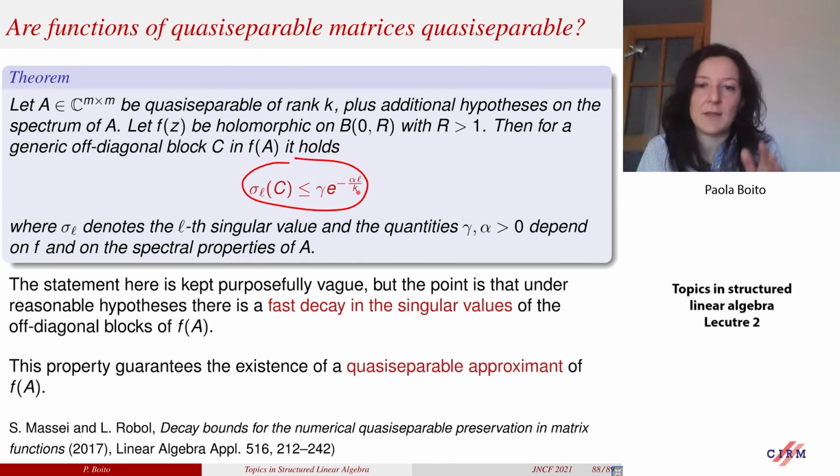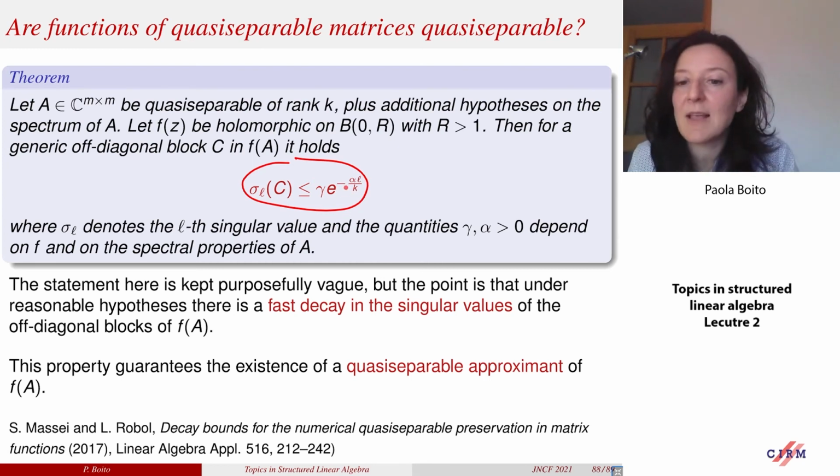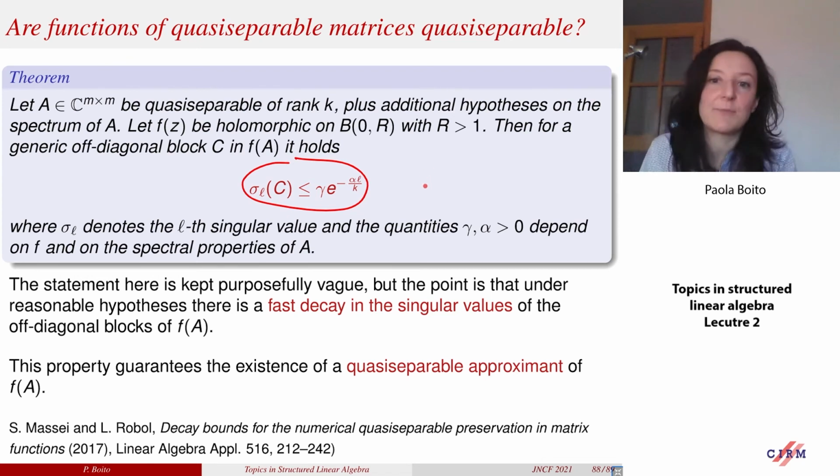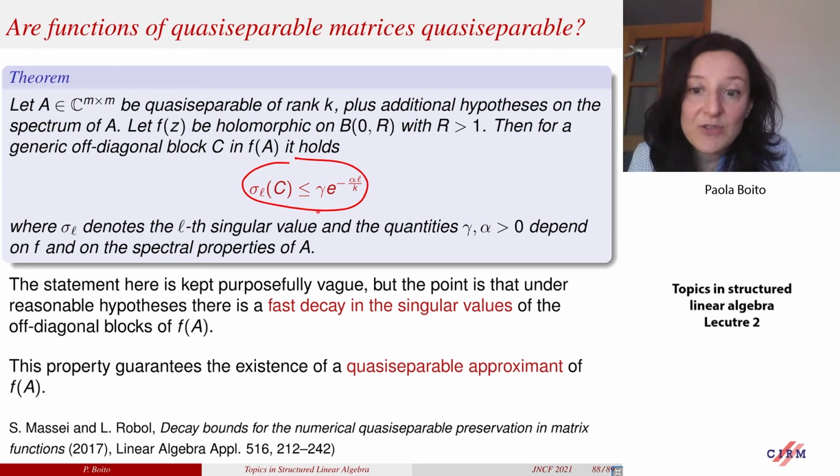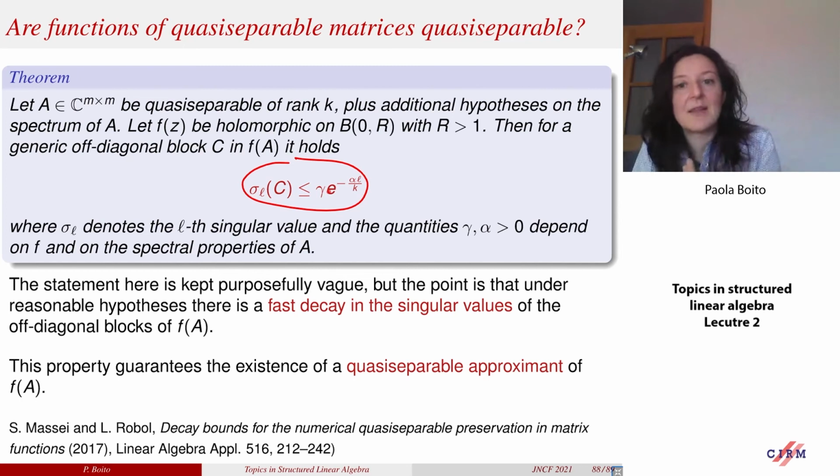So I won't give you the exact expressions of the quantities gamma and alpha. They're positive. They depend on f and on the spectral properties of A. What is interesting is that there is this exponential decay with respect to l. So as we ask ourselves, what is the distance of our block C from the nearest matrix of the same size and rank l, the answer is given by this fast decay. So this distance decreases very quickly.